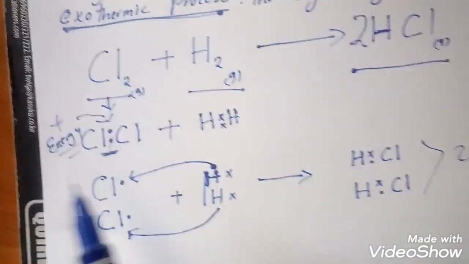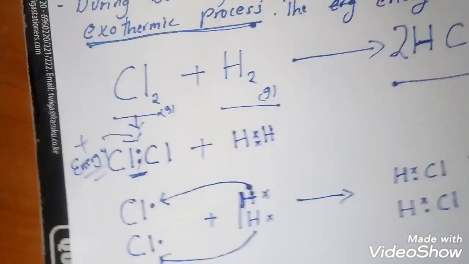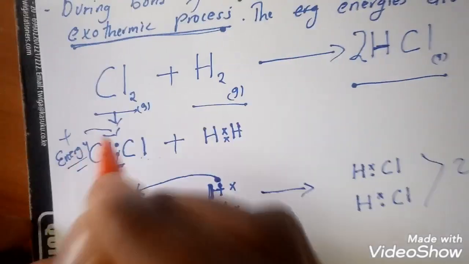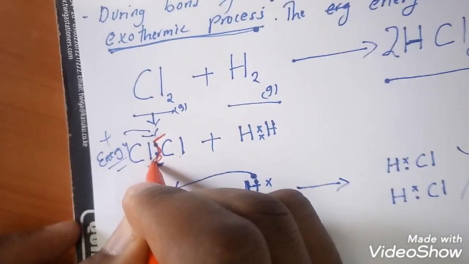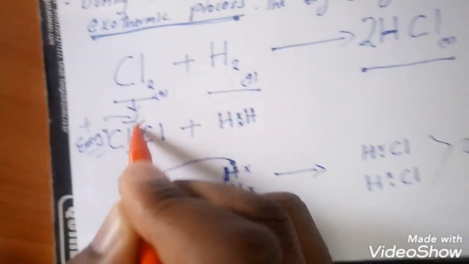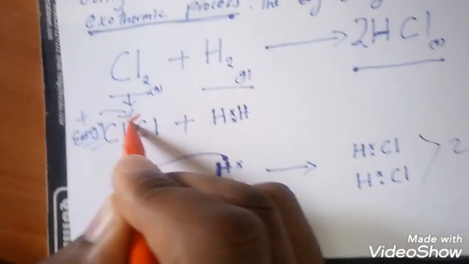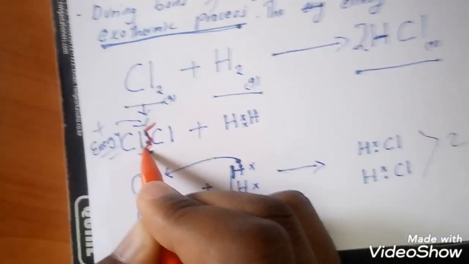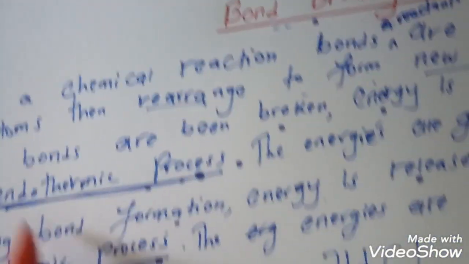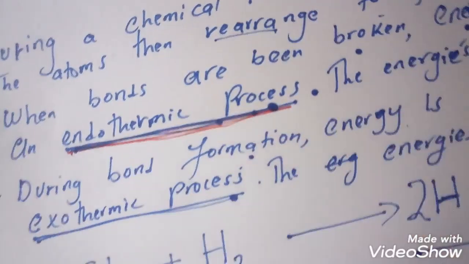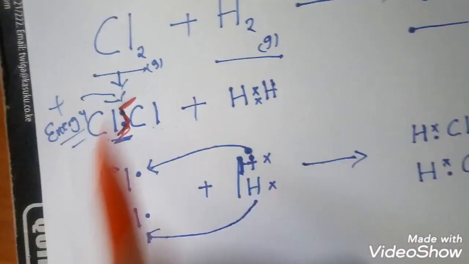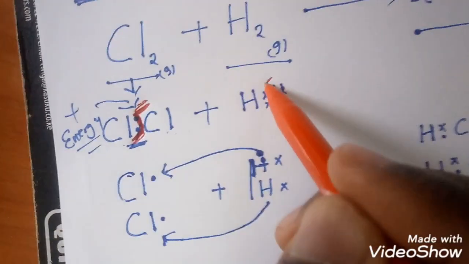Plus energy. Energy is absorbed when the bond is being broken. Remember, it is this bond being broken. Anytime a bond is being broken, energy is required to break that bond. Now, that absorption of energy is what made us say that bond breaking is an endothermic process, because energy is absorbed to break the bond.